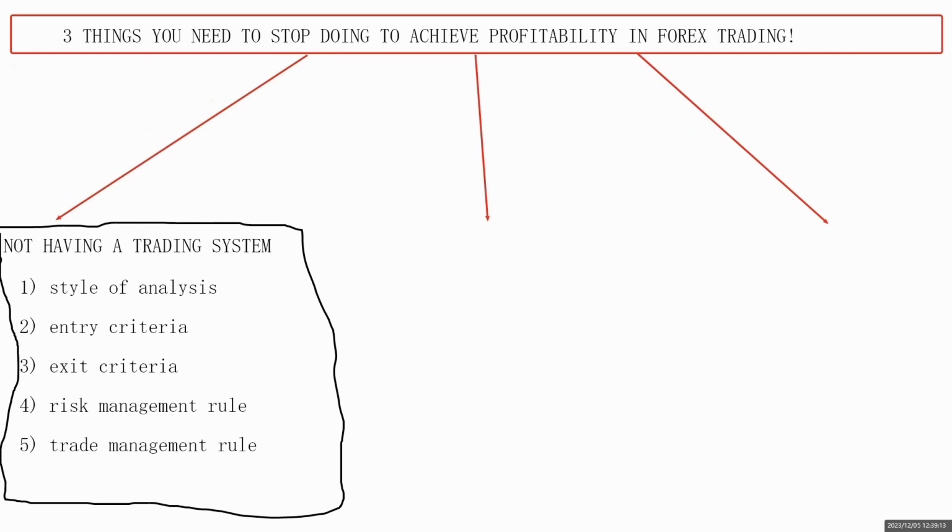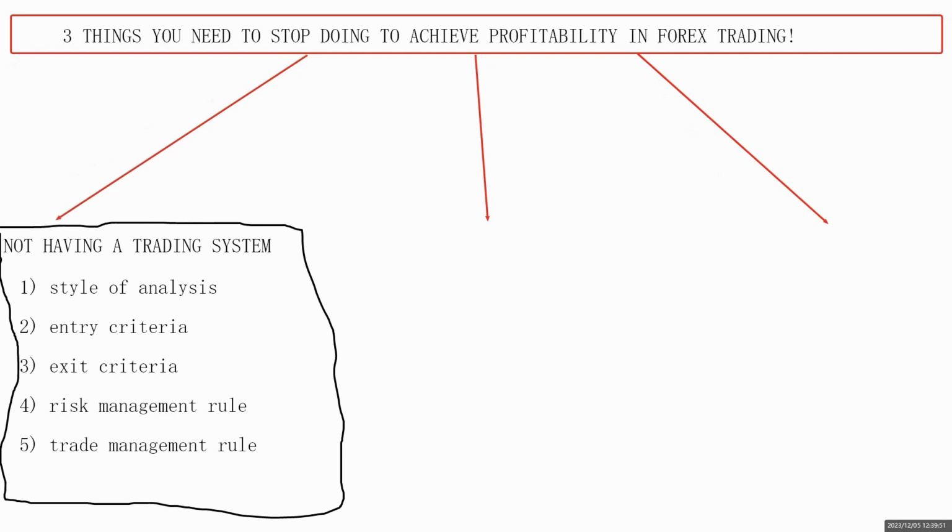Have a trading system. Stop moving from one system to the other. Have a consistent trading system. You need to stop trading randomly. You need to stop jumping from one strategy to another. Today you use the trend line strategy. Tomorrow you use supply and demand. Next you use the ICT. Sometimes you use the SMC. And you use all types of indicators. You will never improve and become a sustainable trader if you are all over the place and you don't have a particular system of analyzing the market. And I hope that is clear.